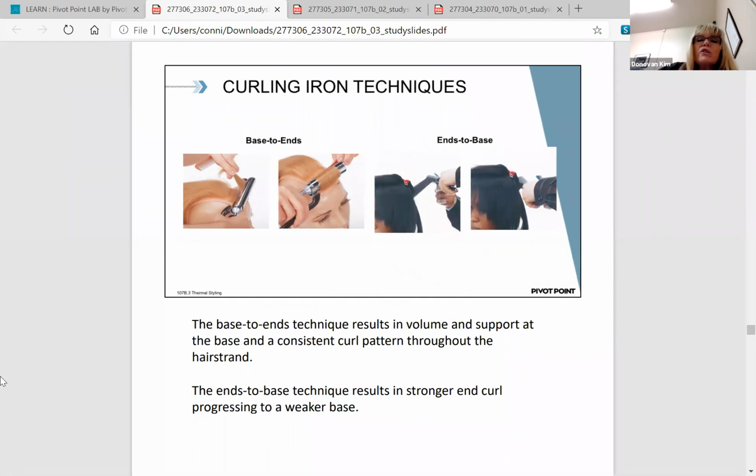If you go ends to base, you're not going to get as tight of a curl at the base, and you're running a risk of burning those ends. So if you want stronger curls on the ends and a looser curl at the base, an ends to base technique would be one to use. But for state board, they want to see a complete curl from base to ends. So you've got to get used to using base to ends.